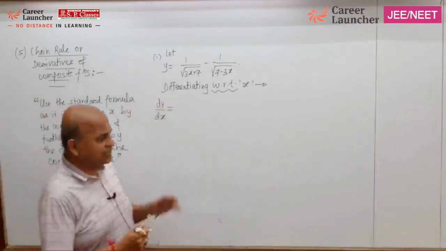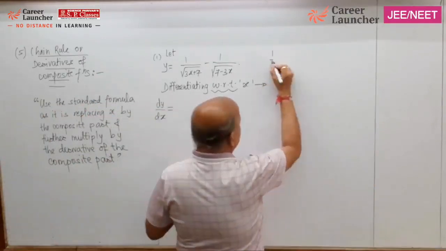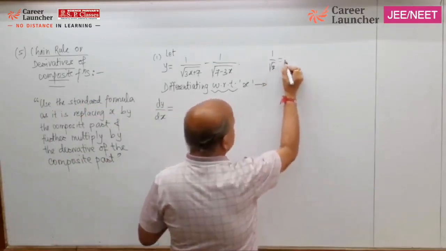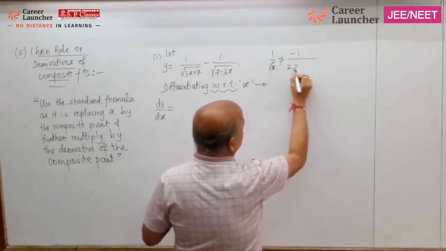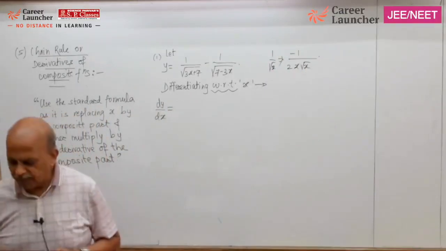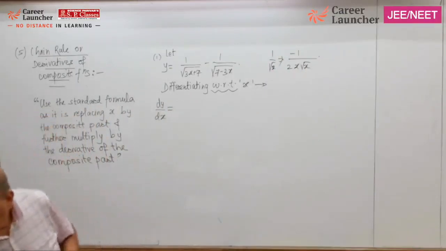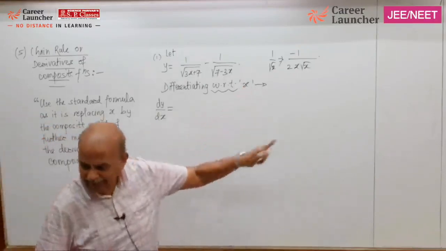1 upon root x. For your information, I'll keep on writing the standard formulas. The 1 upon root x formula is what? Minus 1 upon 2x root x, correct? Is it not the formula? Minus 1 upon 2x root x. That formula is wrong there. Minus 1 upon 2x root x.